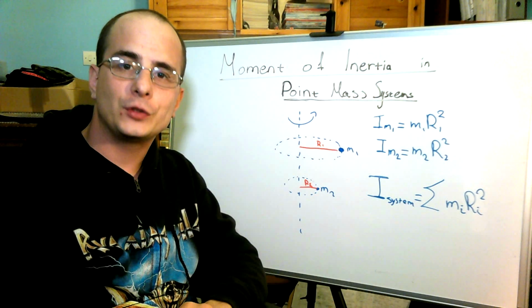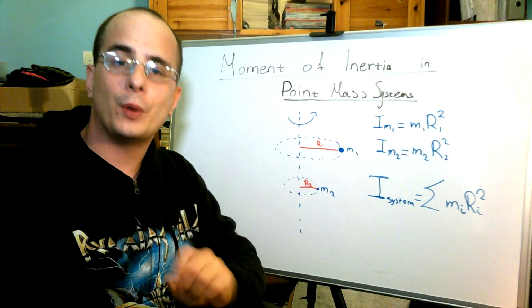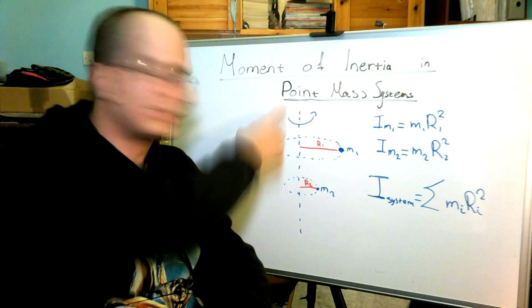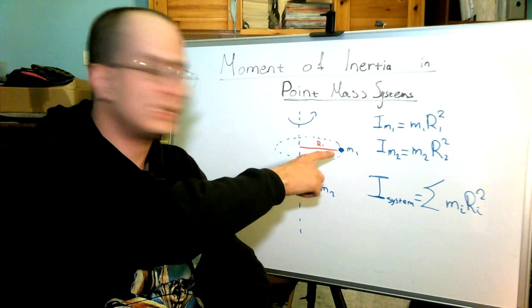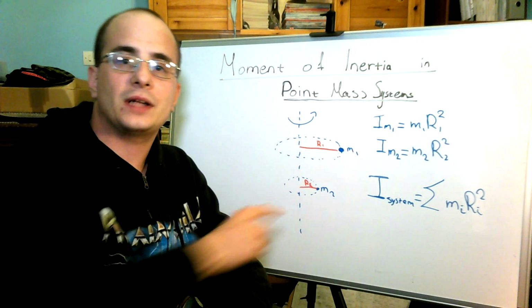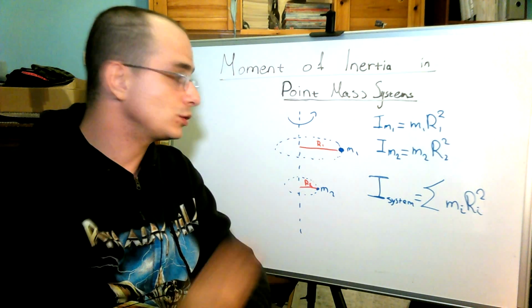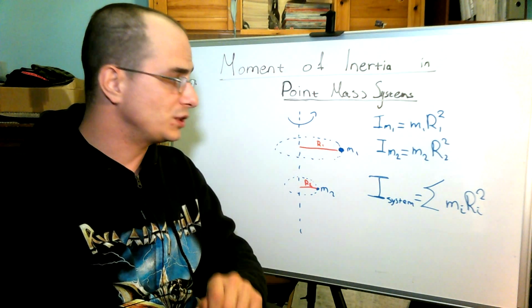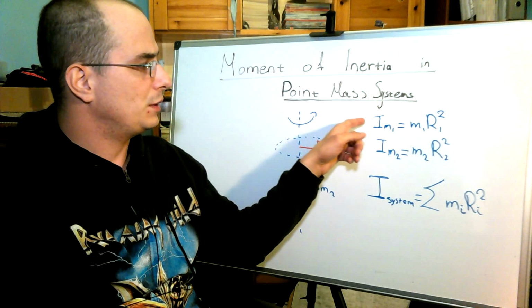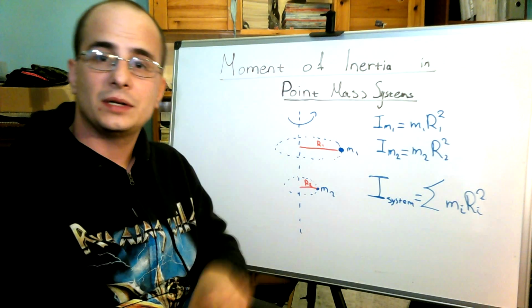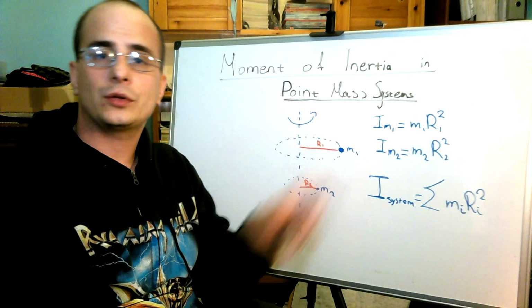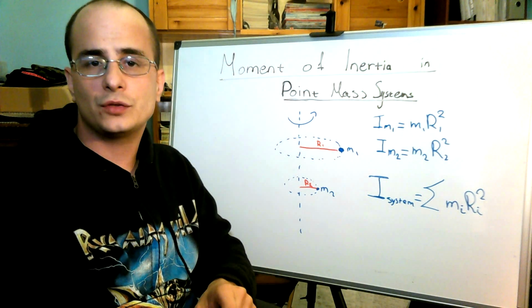First of all, we're going to discuss the moment of inertia in point mass systems. As we can see on the whiteboard, we have the rotational axis. The point masses m1 and m2 rotate around the axis with radius r1 and r2 accordingly. For each separate mass, the moment of inertia is the product of the mass and its radius from the axis squared.